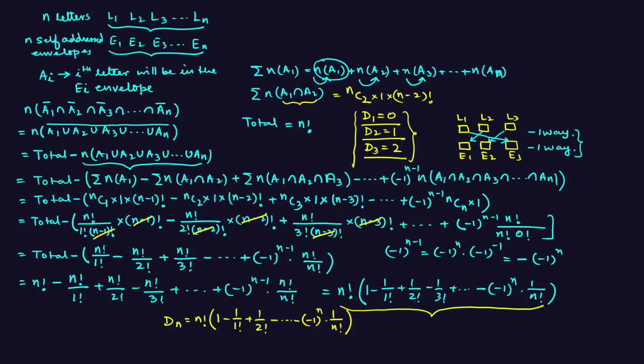D1 is 0, D2 is 1 and D3 is 2. You can verify, you can cross check it with your formula also. What is D3? We got it as 2.